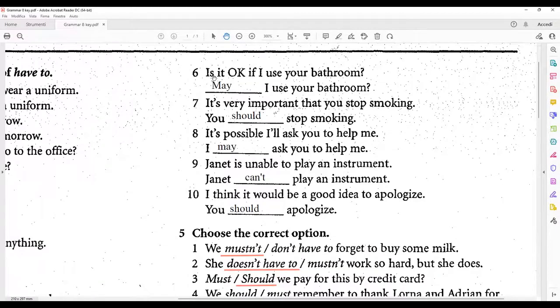Number 6, is it okay if I use your bathroom? May I use? Remember, may for requests, right? May I go to the bathroom? May I use your bathroom?